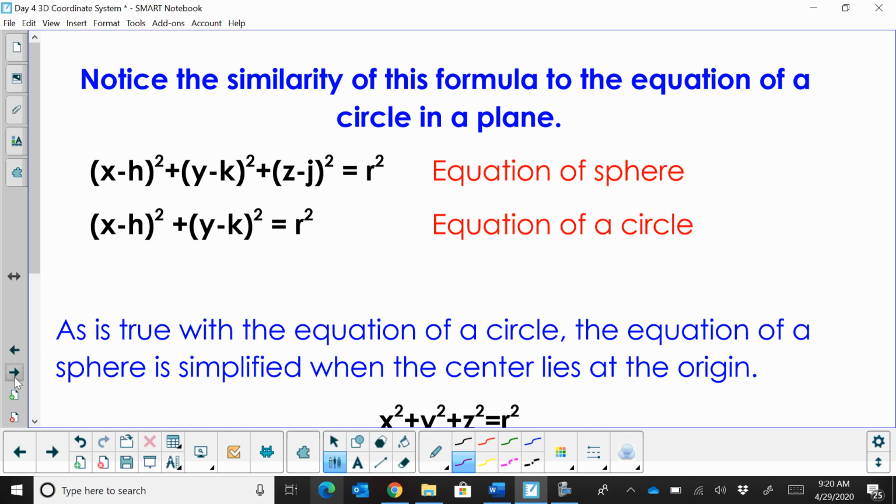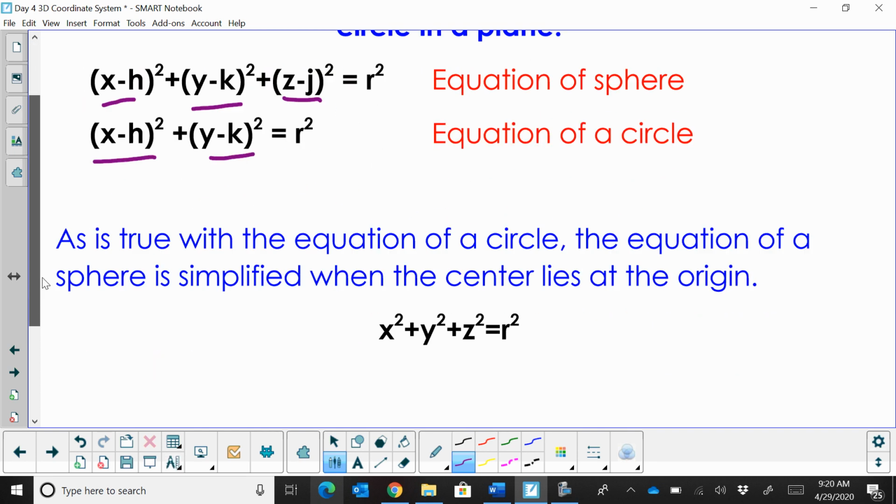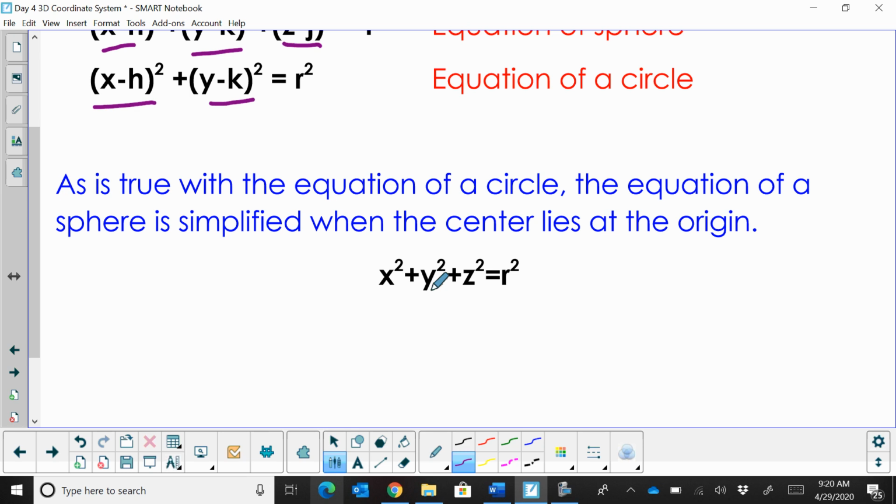So let's look at the similarities between the circle equation and a sphere equation. In a sphere equation and a circle equation, the x's are the same, the y's are the same. The only thing we're adding is the z's. As is true with the equation of a circle, the equation of a sphere is simplified when the center is the origin. So if h, k, and j are all 0, it's just going to be x squared plus y squared plus z squared is equal to r squared. That's where the center is at the origin.